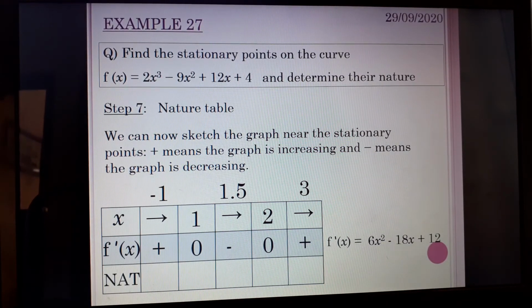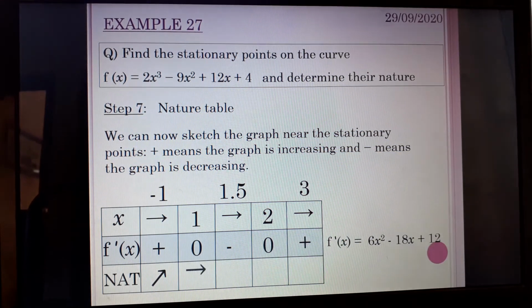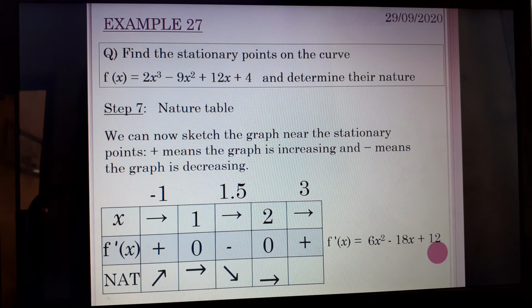So we're going to look at the graph, or the nature of the graph. So a positive means that the graph is sloping up. A 0 means the graph is sloping across the way, it's a turning point. The negative means the graph is sloping down. Okay, then the 0 means the graph is sloping across, which is a turning point again. And a positive means the graph is sloping up. Okay, so that's what the graph is looking like.